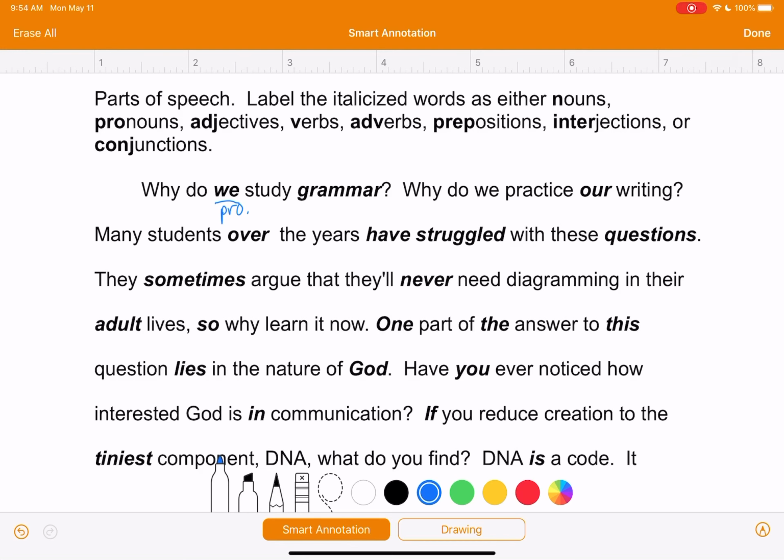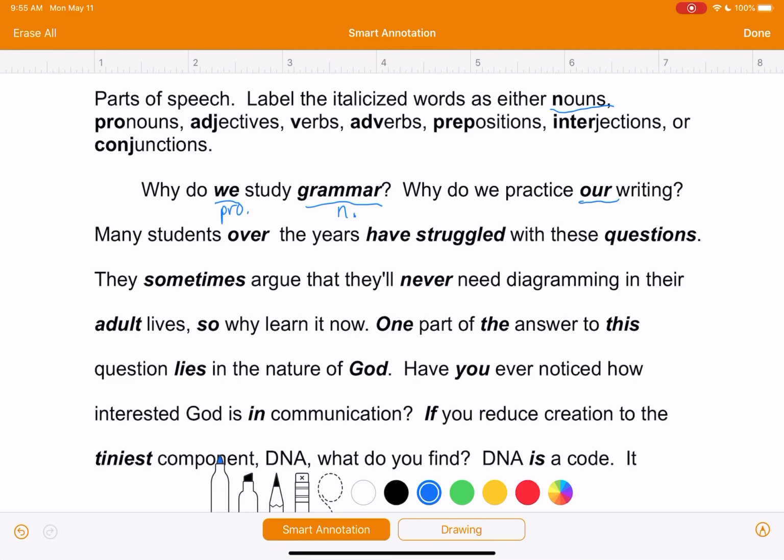We use personal pronouns when we're conjugating verbs, for example. So if we keep going, why do we study grammar? Okay, grammar is not an action, so it's not a verb. It's not describing something. It's actually naming something. It's naming a thing, and nouns are the ones that name things. It's naming an area of study. So that's a noun.